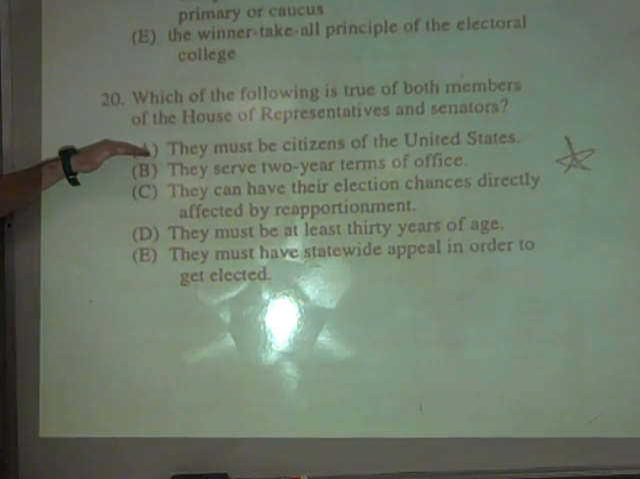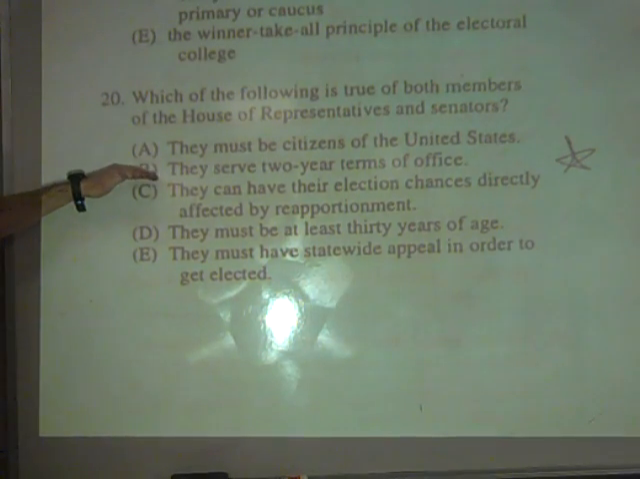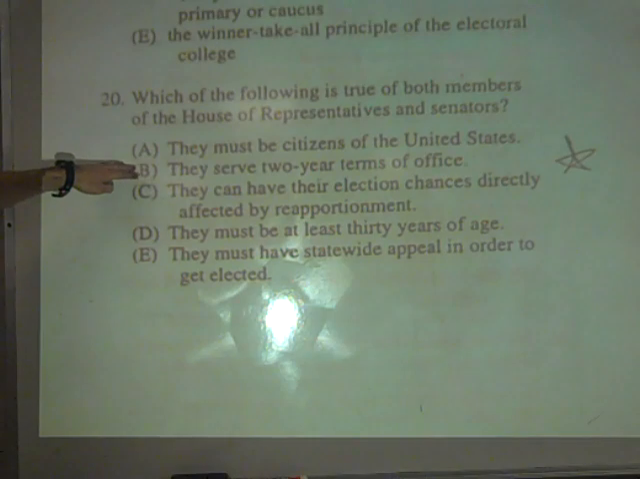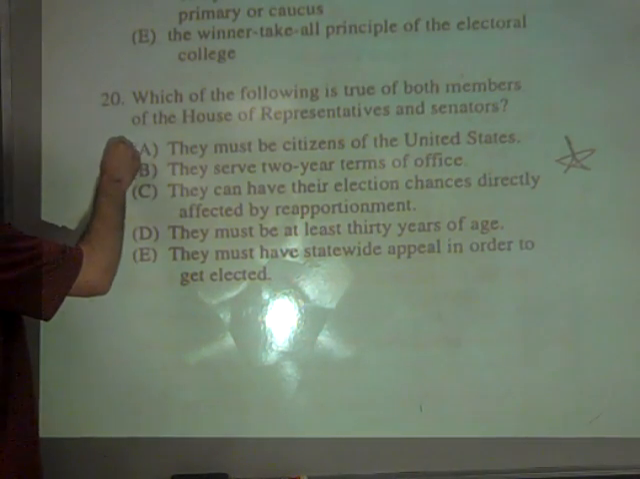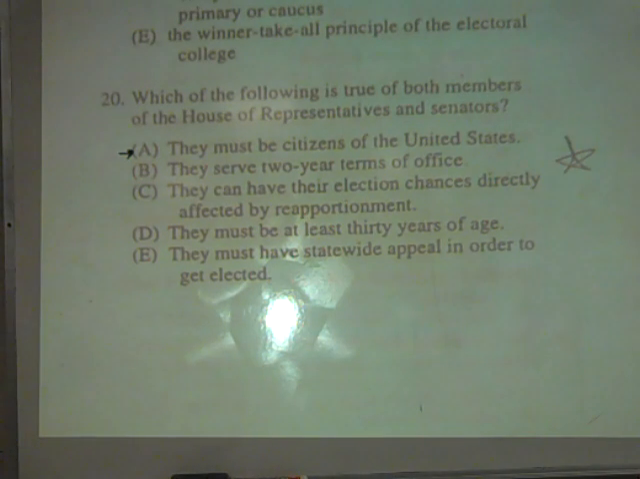All right, they must be citizens of the United States. My gut just tells me they all have to be citizens to be members of our Congress. Whoa, that seems to be true of both. Can that be the answer? Let's make sure the other ones aren't the answer, because that one seems too obvious. All right, they serve 2-year terms of office. No, senators serve 6-year terms. They can have their election chances directly affected by reapportionment.